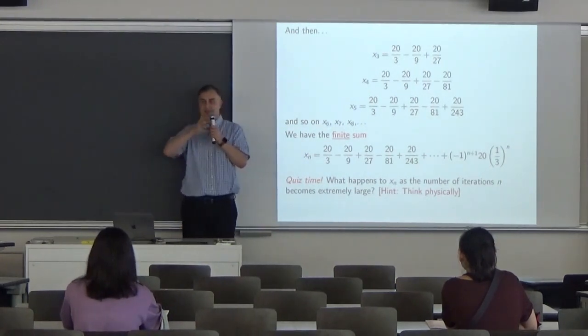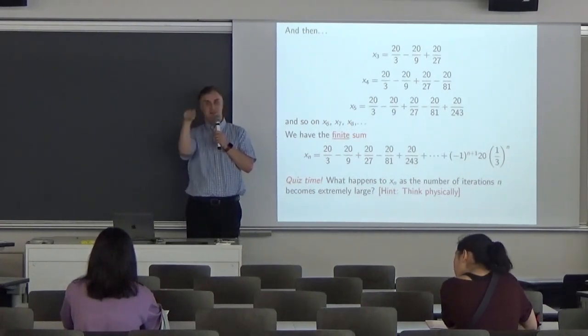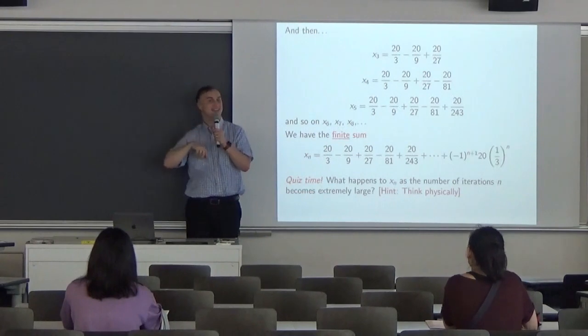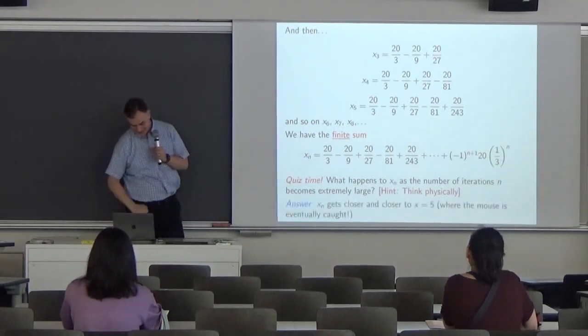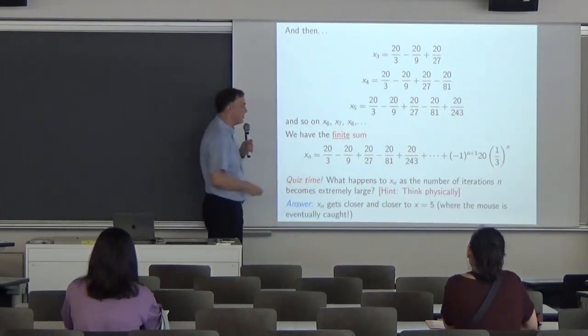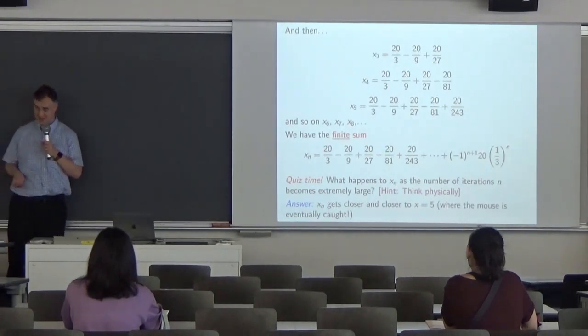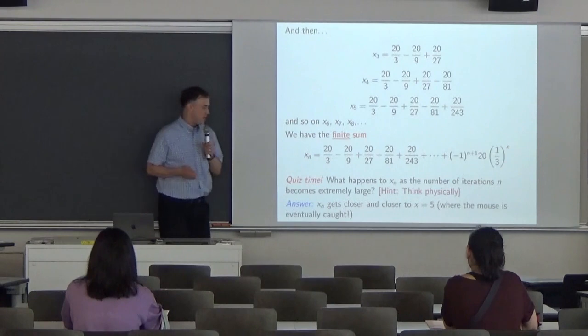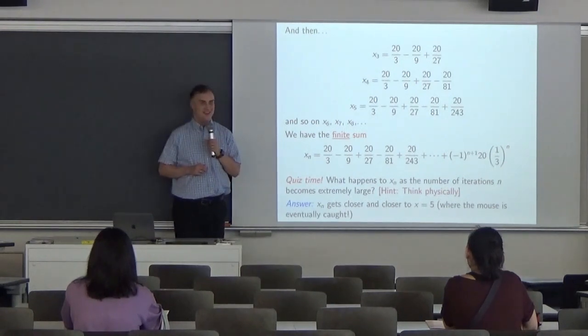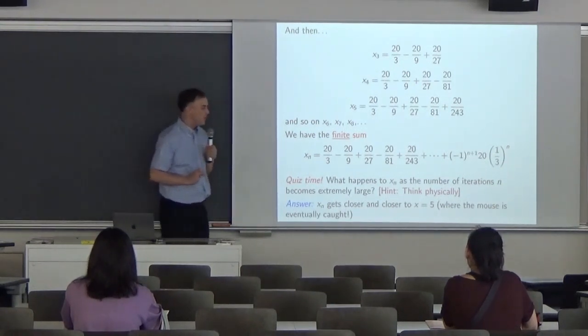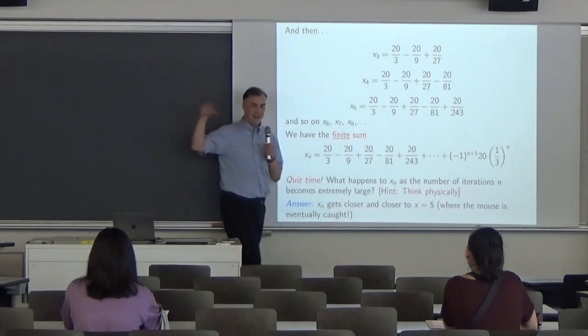Well, as we get very large values, it must get closer and closer to the value 5, halfway between, because that's where the cats are going to meet. So xn gets closer and closer to the value 5, where the mouse is eventually going to get caught by the cats. Does that make physical sense? Okay, so we have a physical reason why xn would be 5 for very large values of n.